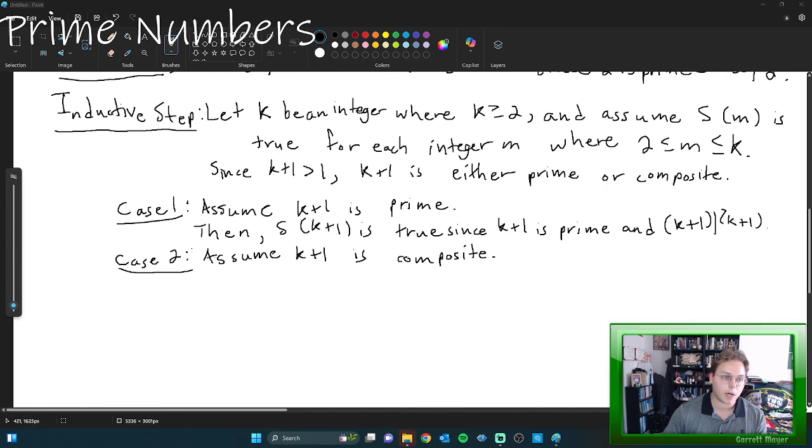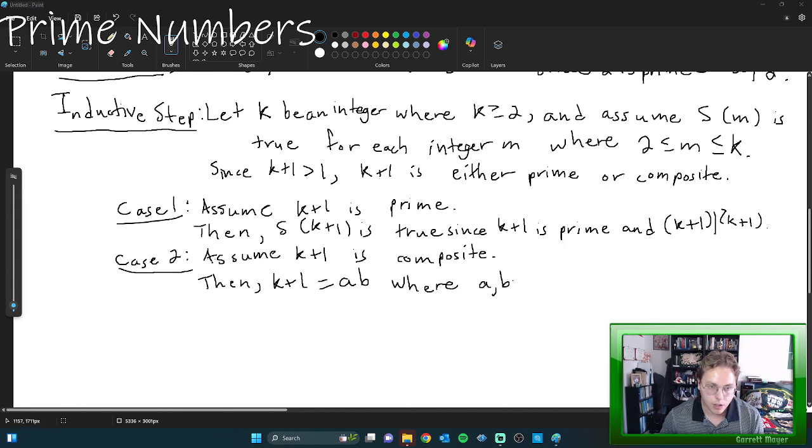Now here we know k plus 1 is composite, so that means there's two numbers below k plus 1 that multiply together and give you k plus 1. So let's write this out more formally. Then k plus 1 equals AB, where A and B are naturals, and 1 is less than A, B is less than k plus 1, i.e. 2 is less than or equal to A, B is less than or equal to k.